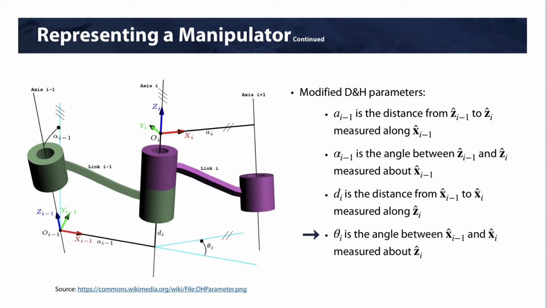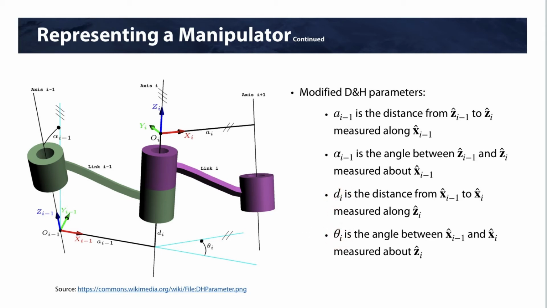And then our last parameter, theta_i, is the angle between X_(i-1) and X_i. So again, here's X_(i-1), here's X_i, and it's the angle between those measured about Z_i. So this is theta_i. And the same thing again, use your right-hand rule. You put your thumb in the direction of the positive axis, and you can tell if it's a positive or negative rotation.